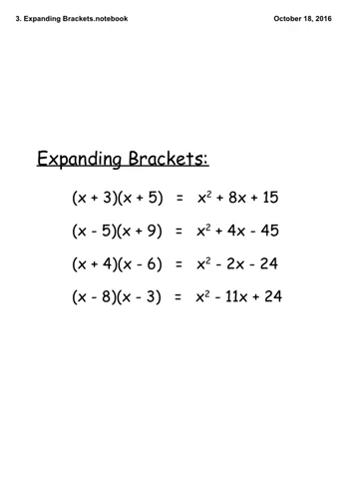Okay, so your answers to those questions are as follows. X squared plus 8x plus 15 for the first example. X squared plus 4x minus 45 for the second example. X squared minus 2x minus 24 for the third example. And x squared minus 11x plus 24 for the last example. If you didn't get that, make sure you consult one of your maths teachers or come along to a supported study session in order to find out where you went wrong.